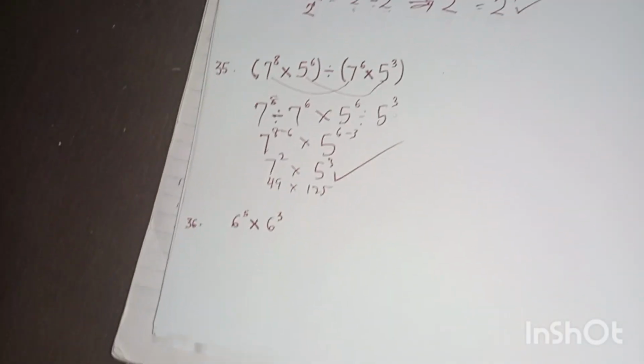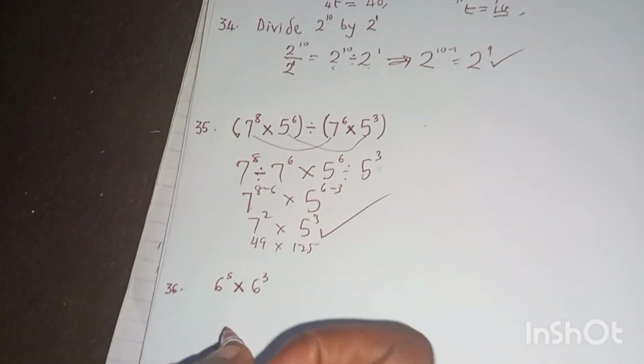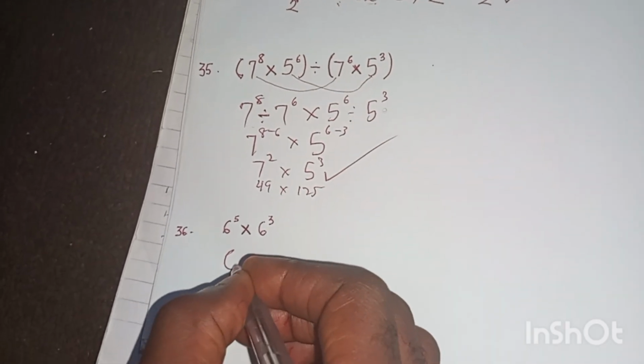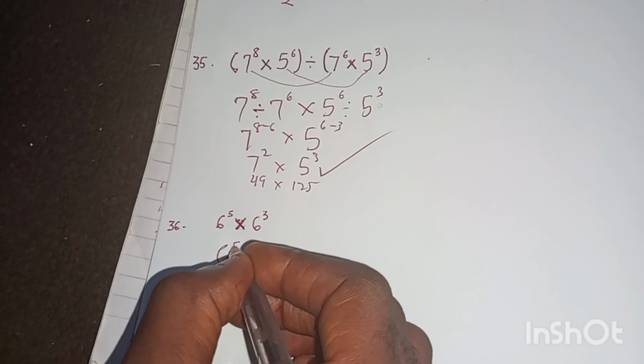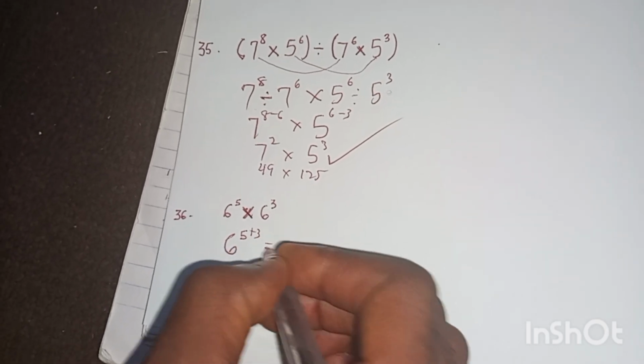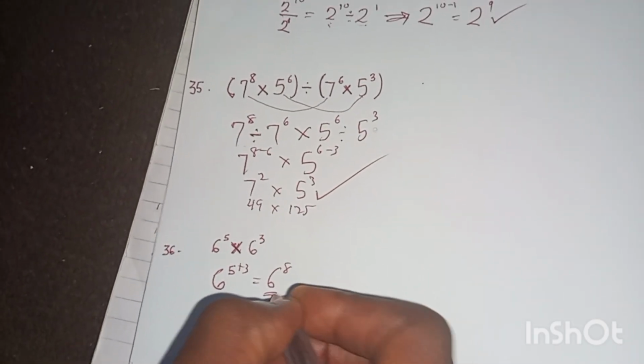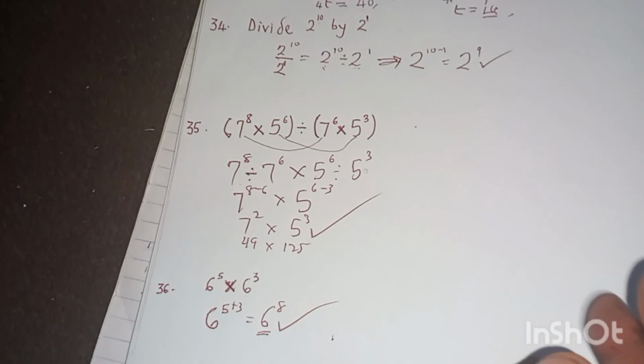Number 36 is the same indices. We just take one base, but you see they are multiplying each other, so the powers we just have to add. So that's just raised to the power 8, and that's the answer. So see you in the 37th question.